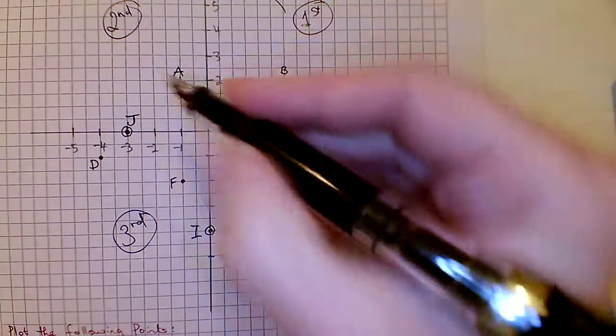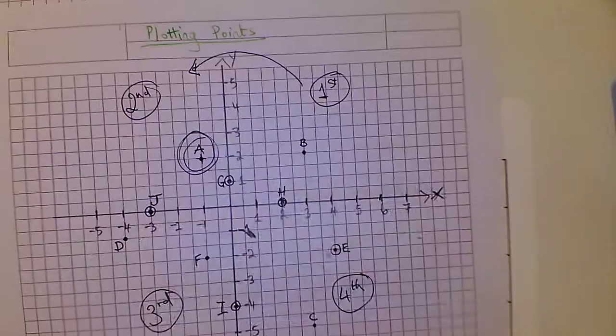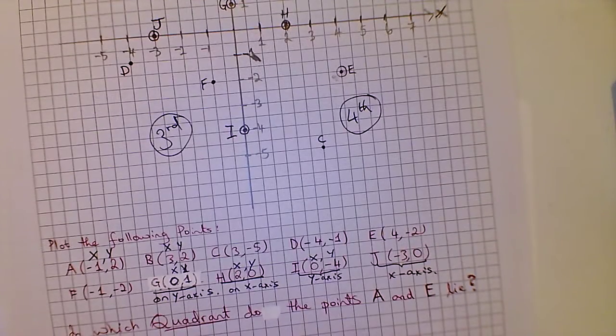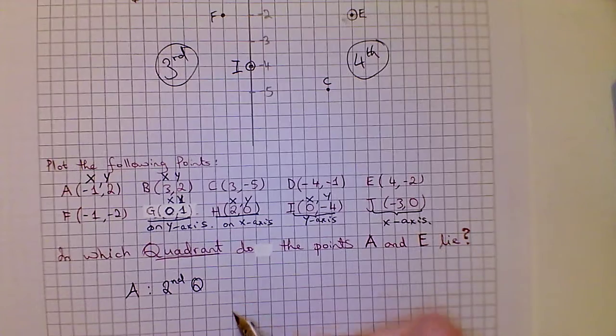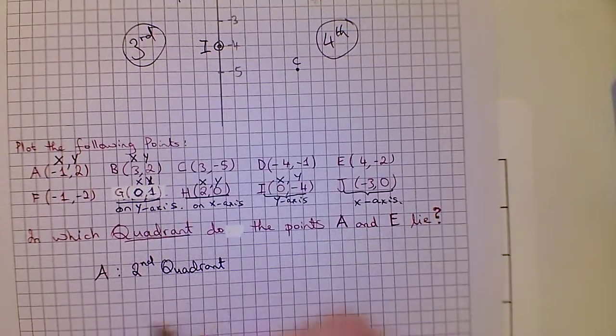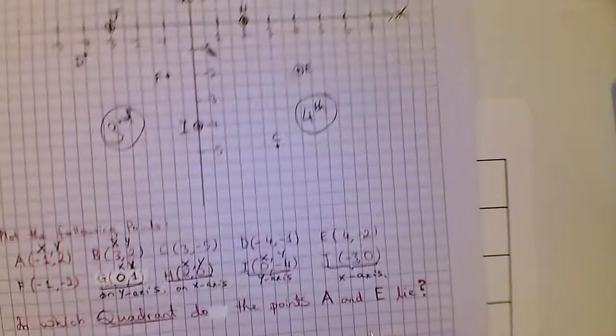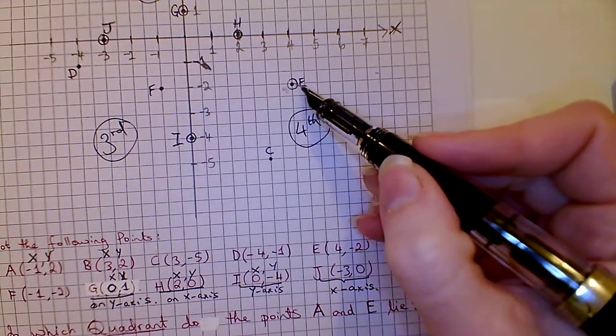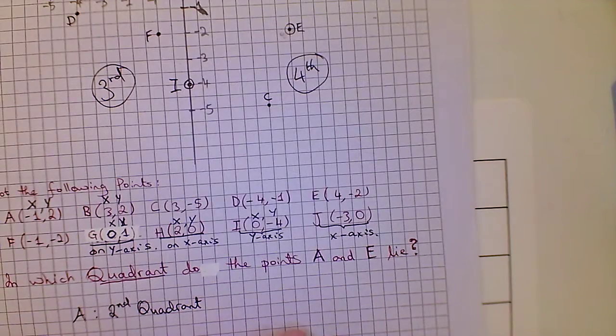So the point A then, here's A. A is in my second quadrant. And the point E, let's take a look at where I've plotted it. Here it is in the fourth quadrant.